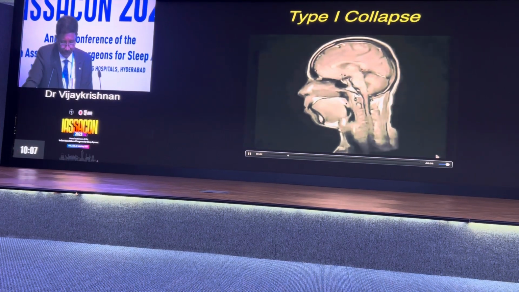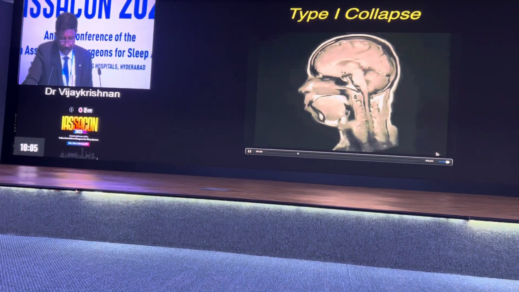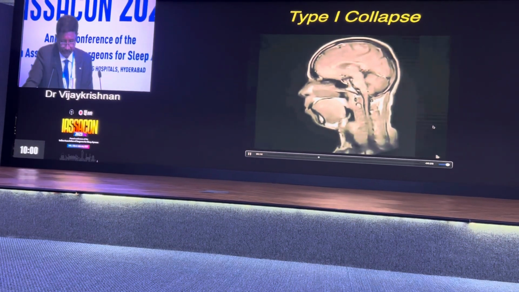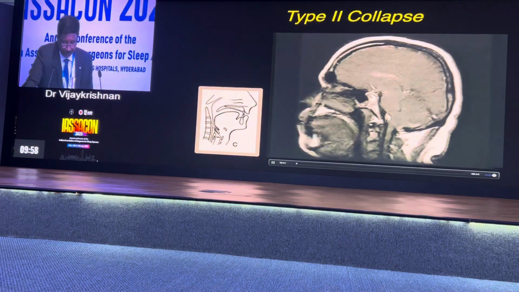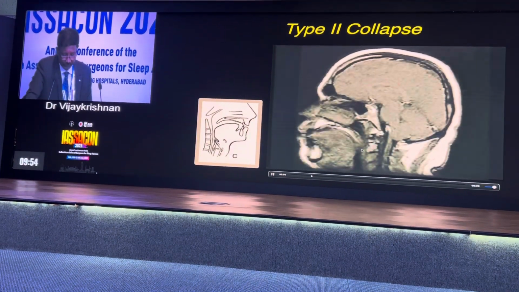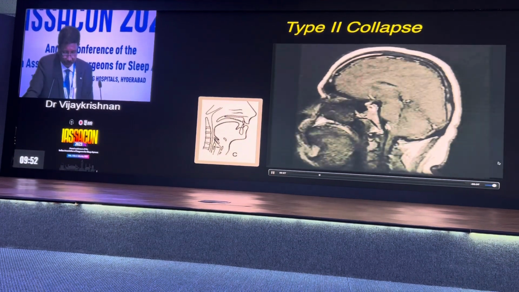We can see the thick edematous palate which is blocking, and adequate space at the level of tongue base, and you can see the epiglottis nicely. And it's a type 2 collapse, tongue base and retropalatal both getting obstructed, and very fast.